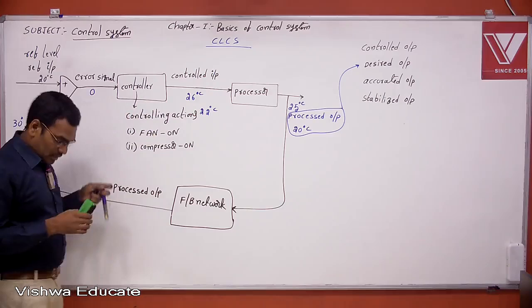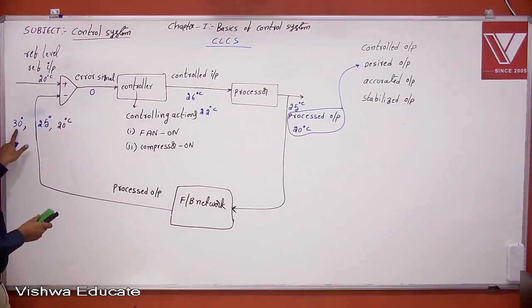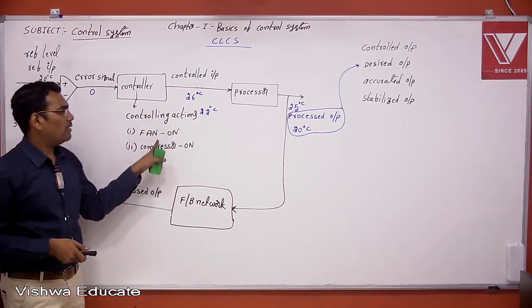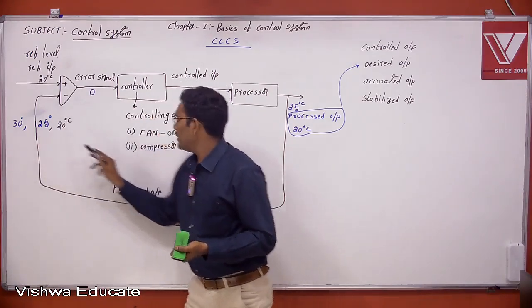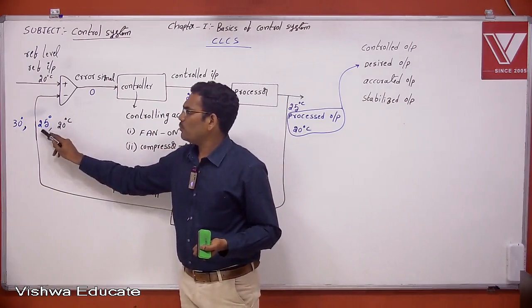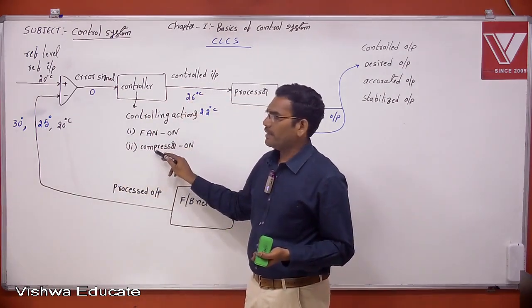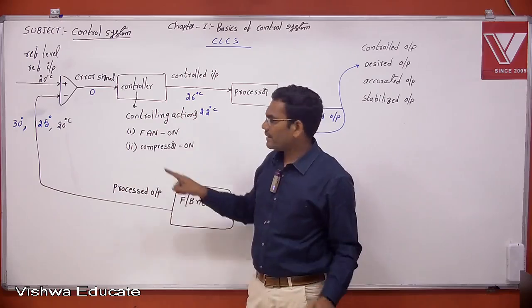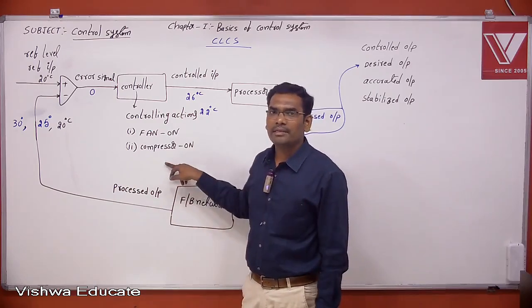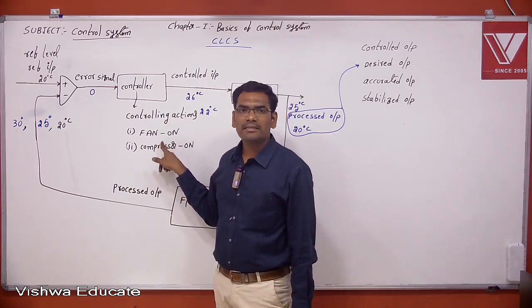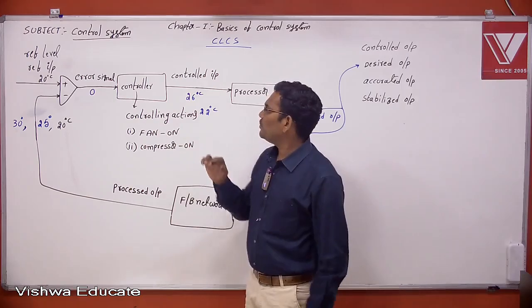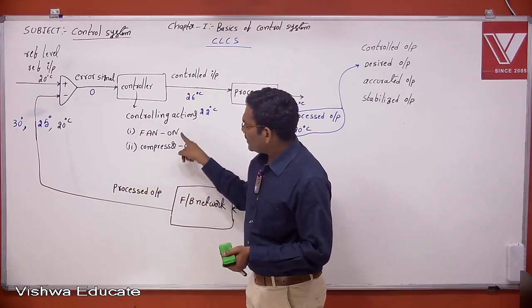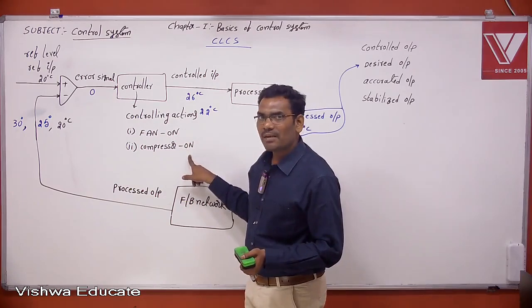Now the question here is, now see here, first is 30 degrees centigrade and one controlling action is operated. Next output is 25 degrees centigrade, another controlling action. Now you are saying that compressor is on, you are saying that compressor is off. No, we cannot say the compressor is on or off. It is automatically done, which means sometimes the fan is on, sometimes the compressor is on.